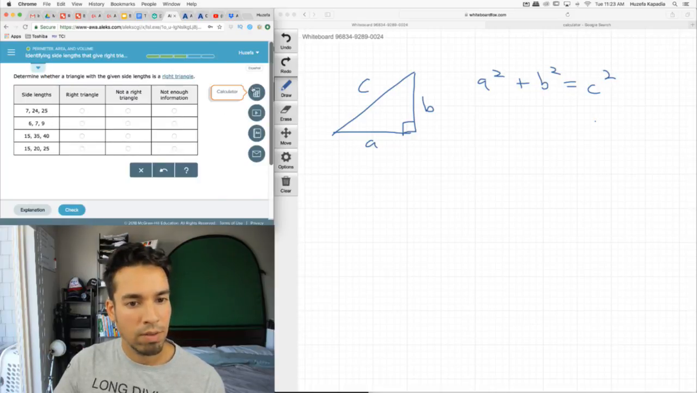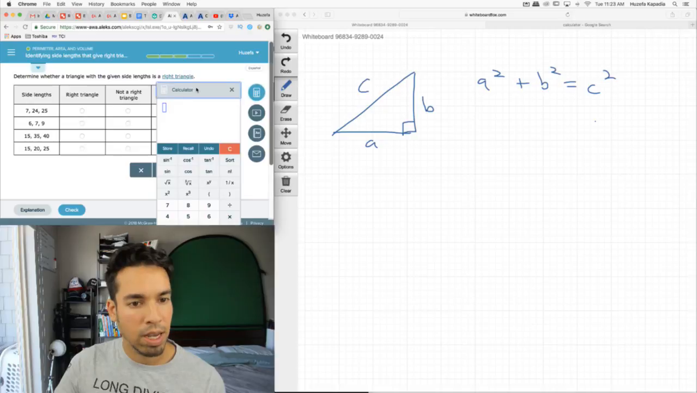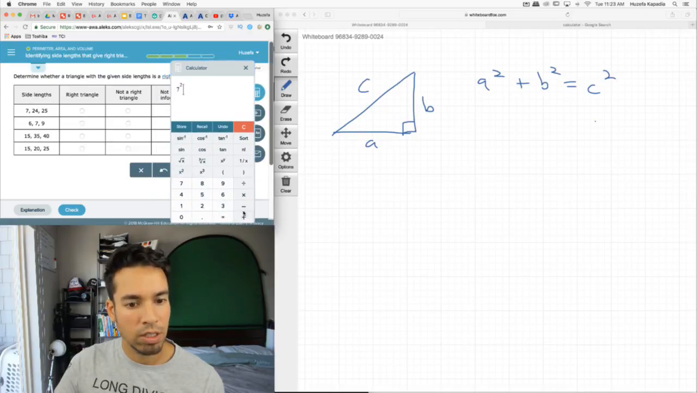Last, 7, 24, 25. I think that's a Pythagorean triple, so I think it is, but let's try it. 7 squared plus 24 squared equals 625. 25 squared is 625, so that's good. Next, we have 6 squared plus 7 squared. Whoops, 6 squared plus 7 squared equals 85. 9 squared is 81, not a right triangle.